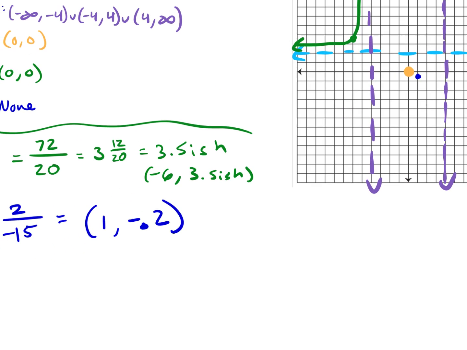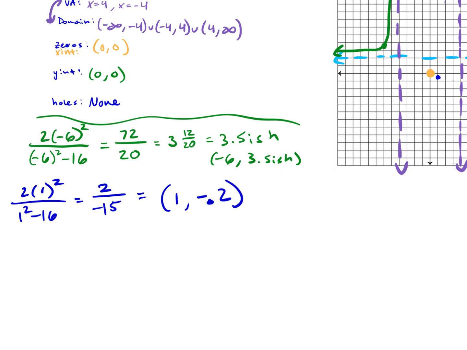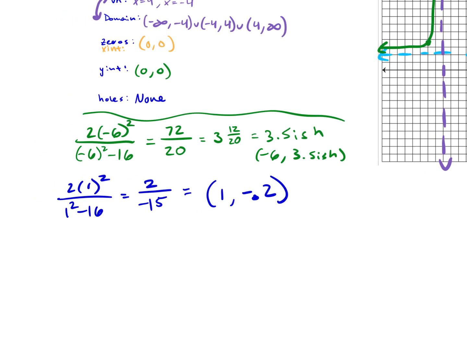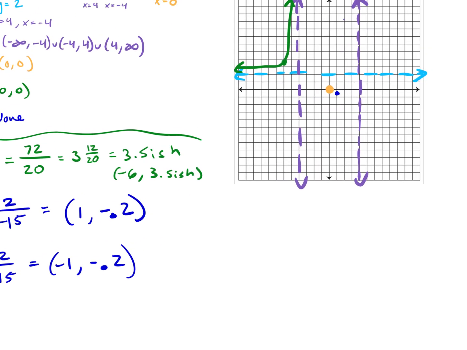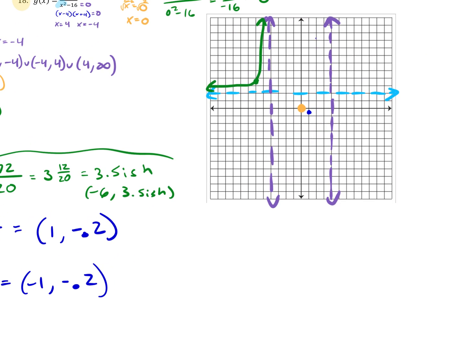Let's plug in negative 1 to see what the other side of my point at 0 is going to be. We've got 2 times negative 1 squared over negative 1 squared minus 16. So this would be 2 over negative 15. So again, the same point. We've got negative 1, comma, negative 0.2-ish, we can say. So I'm going to go to the left to negative 1 and down about negative 0.2-ish.